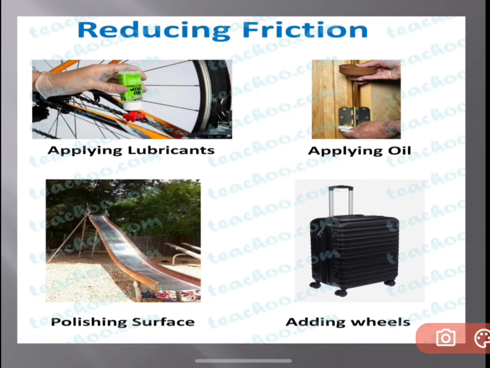And if you see the boats and aeroplanes, children, the shape of the boat is called streamline. Streamline is narrow at the ends and broad in the center. Because of that streamlined shape, it reduces the friction between the boat and the water, and between the aeroplane and the air. So these are the different ways in which we can reduce the friction.